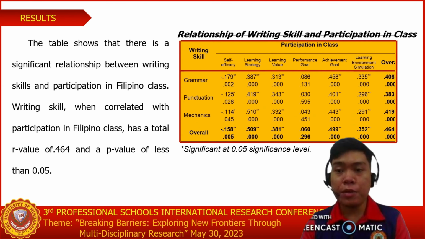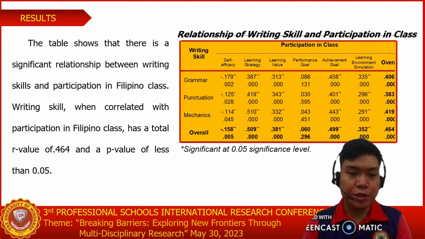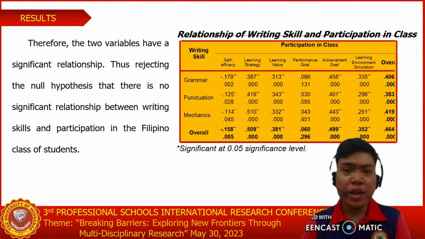Relationship of writing skill and participation in class. The table shows that there is a significant relationship between writing skills and participation in Filipino class. Writing skill, when correlated with participation in Filipino class, has a total R value of 0.464 and a P value of less than 0.05. Therefore, the two variables have a significant relationship, thus rejecting the null hypothesis that there is no significant relationship between writing skills and participation in the Filipino class.